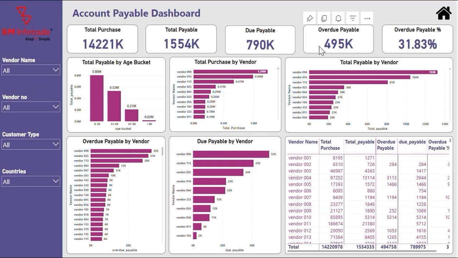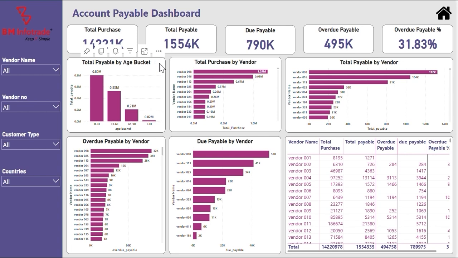So this is our last dashboard, the account payable dashboard. This dashboard provides insight into outstanding vendor payments, overdue amounts, and total purchases. We have five major KPIs. The first one is total purchases, which shows the total amount of items we have purchased from vendors, and the total amount we have to pay to the vendors, and the due amount that we haven't paid till now, and the overdue payable that shows the late payments that should have been cleared by now, and the percentage of the overdue payment.